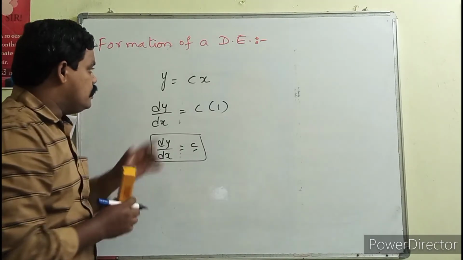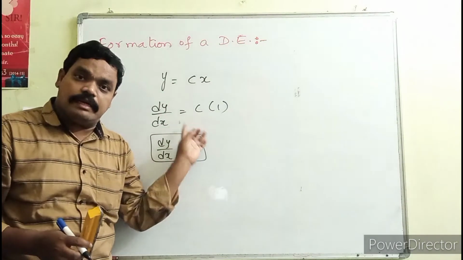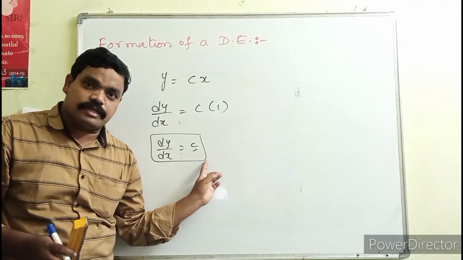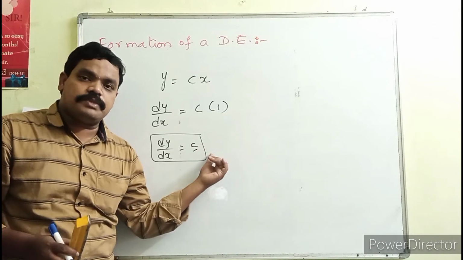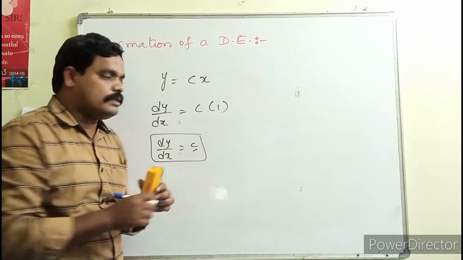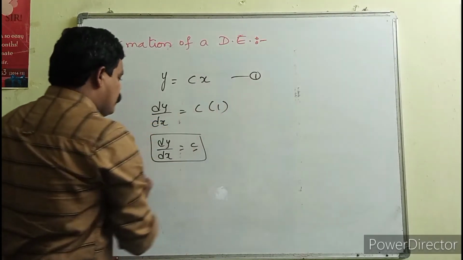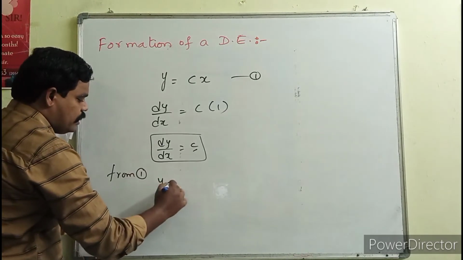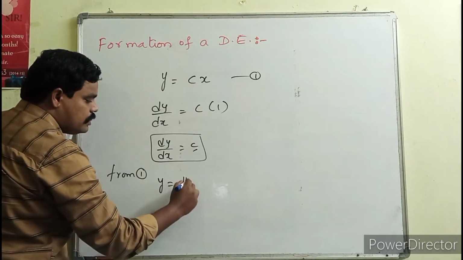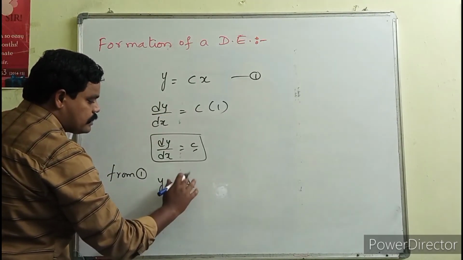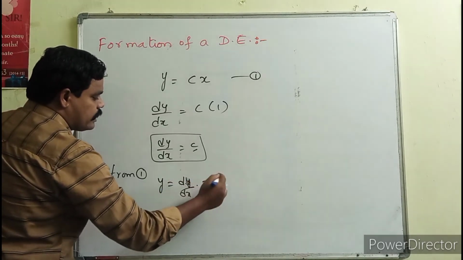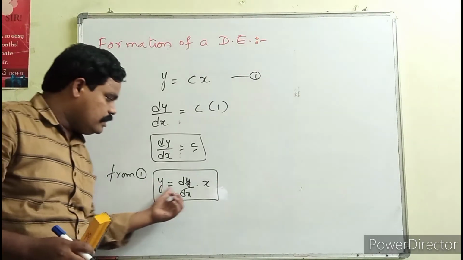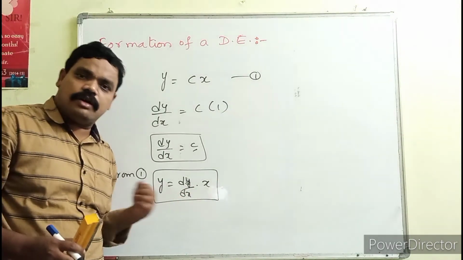We differentiated this equation one time, but the constant is still here. Now we eliminate this constant. How do we eliminate this constant? Substitute this value in the given equation. Let the given equation be equation 1. From 1, y equal to cx. What is the value of c? dy by dx. So y equal to dy by dx into x. This is the differential equation, independent of the arbitrary constants.